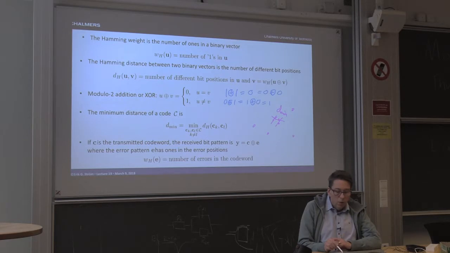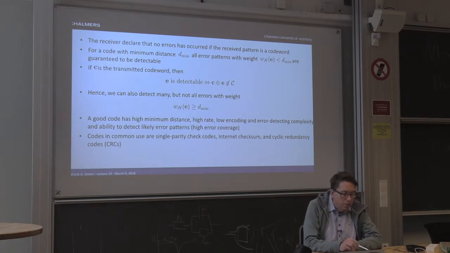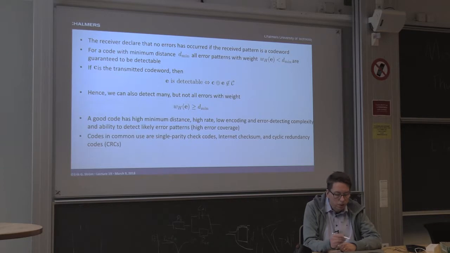So the number of bit errors we do here in the code word is the Hamming weight of the error pattern E. Okay, why is this important? It follows here. The receiver declares that no errors have occurred if the received pattern is a code word. So when we do error detection, we need to observe Y. We observe Y, and we know that Y is equal to C plus E. This we know is always the case.